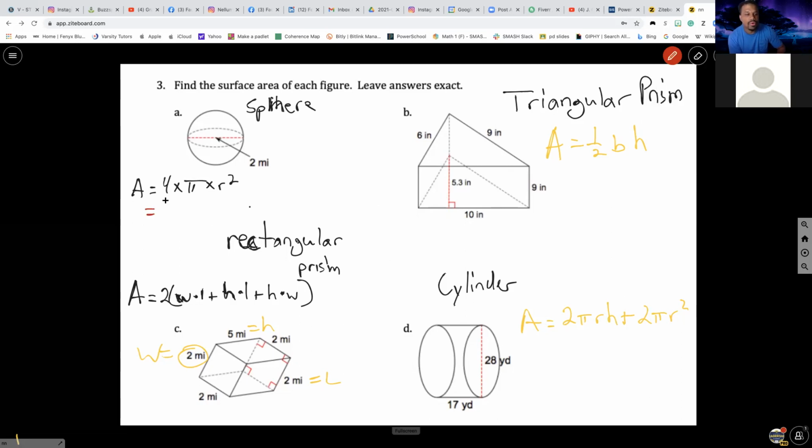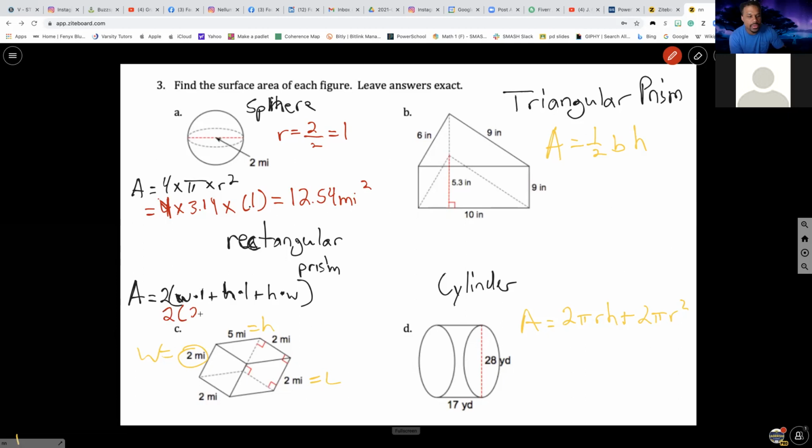So 4, go ahead and put this in the calculator. 4 times 3.14 times the radius. The diameter is 2, so the radius is going to be half of that. So the radius is half of the diameter. So it's just going to be 1. So 4 times 3.14 times 1. It's like 12 something miles squared.